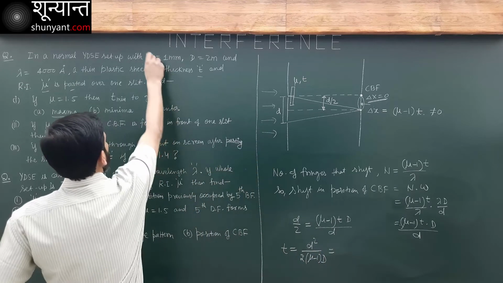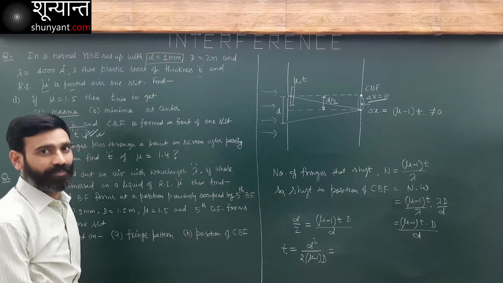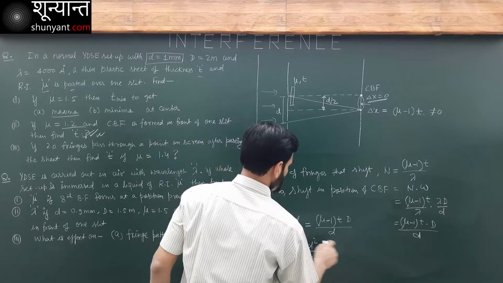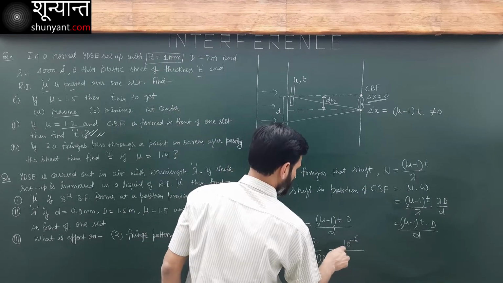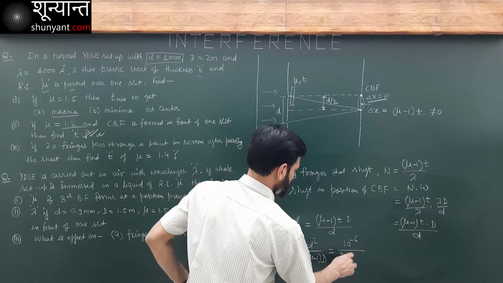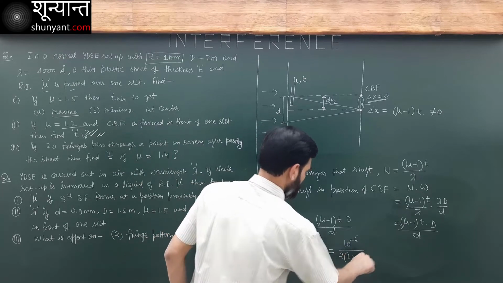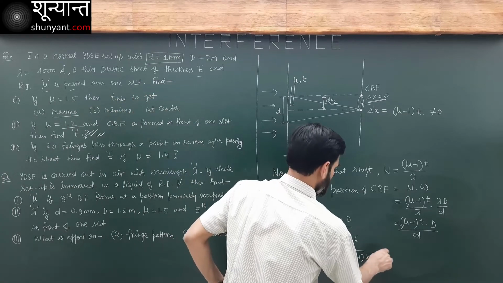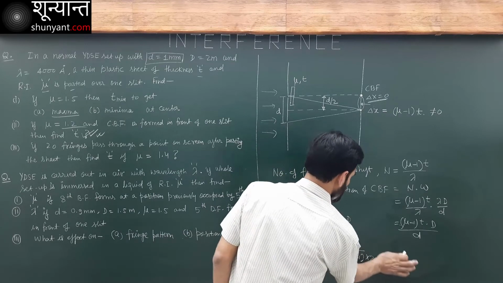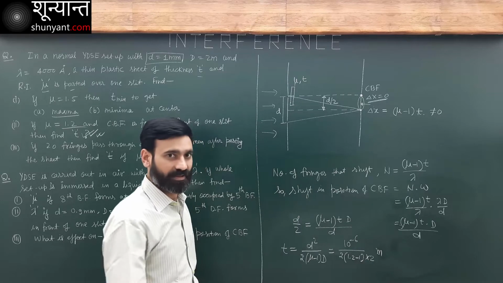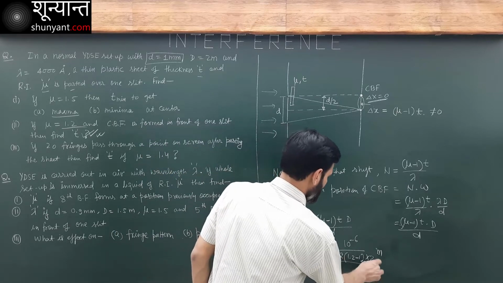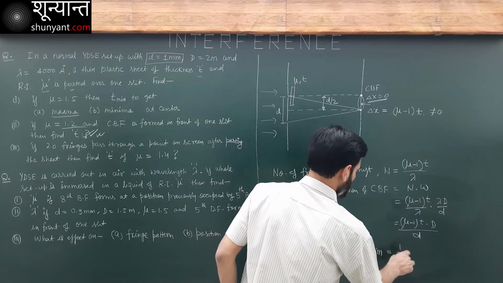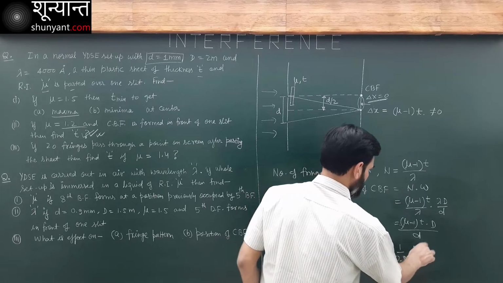Now this small d is given, 1 mm. So it is going to be equal to the square of that, 10 to the power minus 6, over 2 times (1.2 minus 1) times capital D, which is also given, 2 meters. This will be equal to this much meter. Now this is 2 and 2 is 4, and 2 is 8, so this is 1 over 0.8 micron.